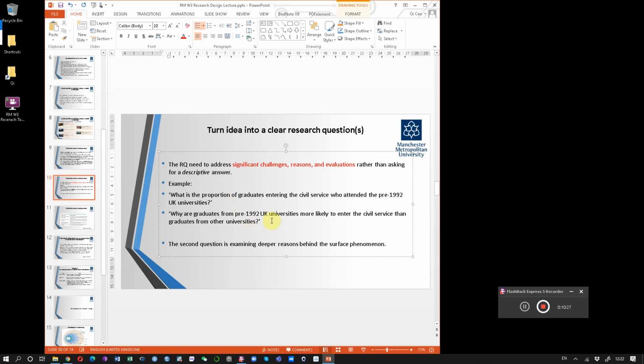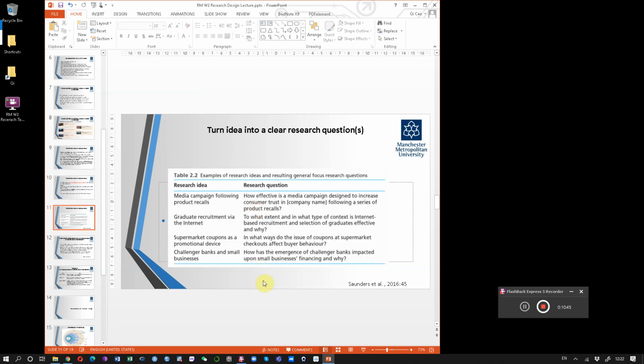So the second one is examining deeper reasons behind the surface phenomenon. The surface phenomenon is just a number, higher or lower, but the reason behind it is more important. You can see that this is adopted from Saunders' book. A research question that has evolved from a research idea is much more detailed and much more profound, in that it's asking about the deeper answers of the phenomenon.